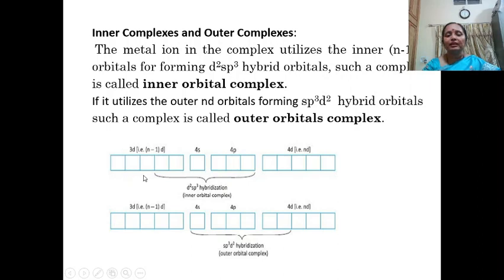So in the case of chromium, if it utilizes 3d orbitals, that is (n-1)d orbitals, it is going to be called d2sp3 hybridization, and this is an inner orbital complex. But if it is using nd orbitals for the formation of the complex, that is, during hybridization, if it uses the outer d orbitals and forms sp3d2 hybridization, it is called an outer complex.